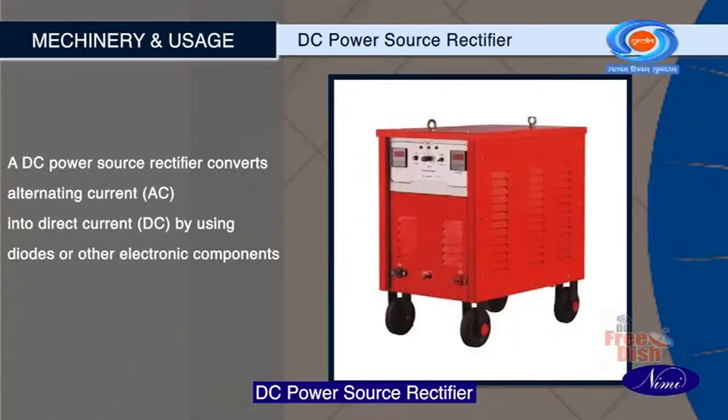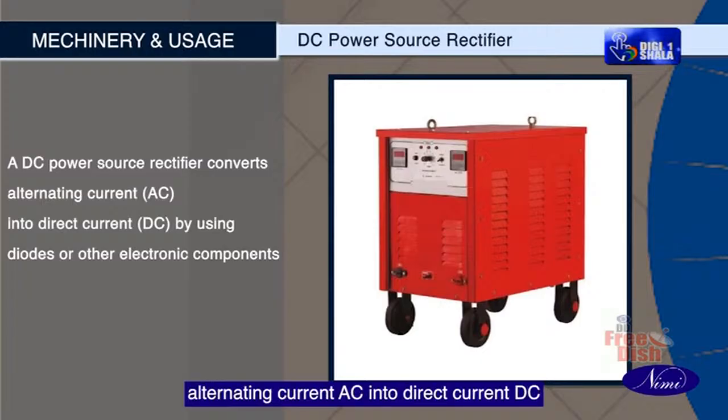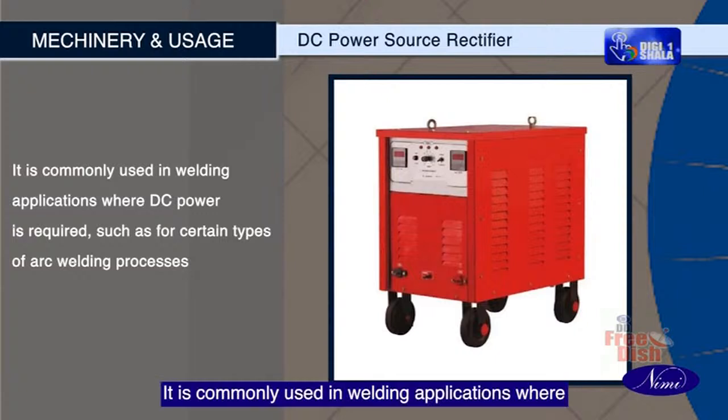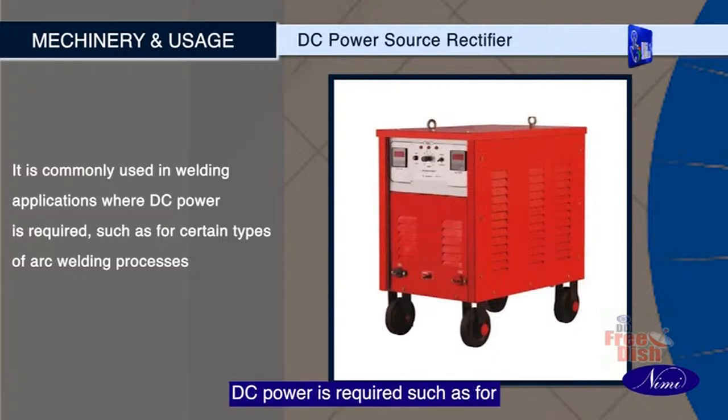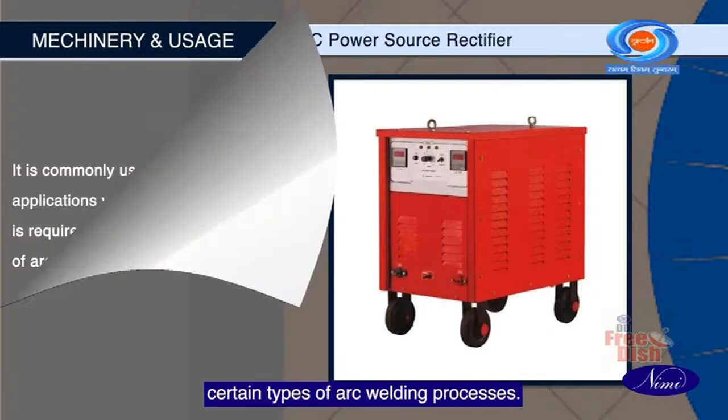DC power source rectifier. A DC power source rectifier converts alternating current AC into direct current DC by using diodes or other electronic components. It is commonly used in welding applications where DC power is required, such as for certain types of arc welding processes.